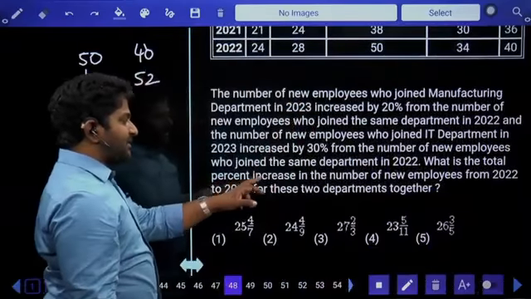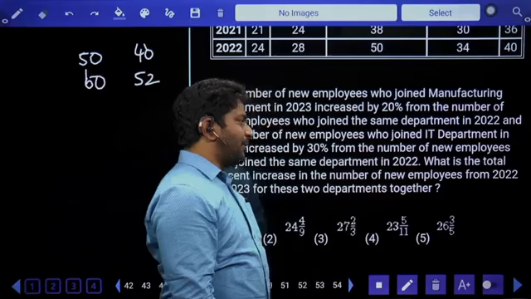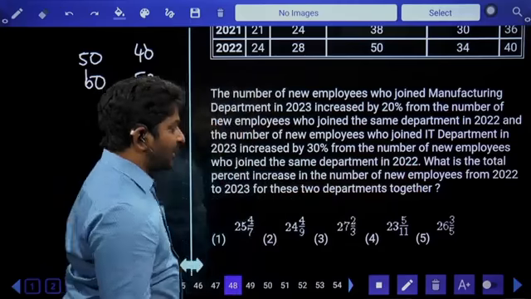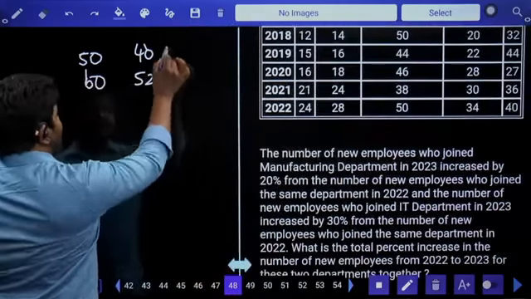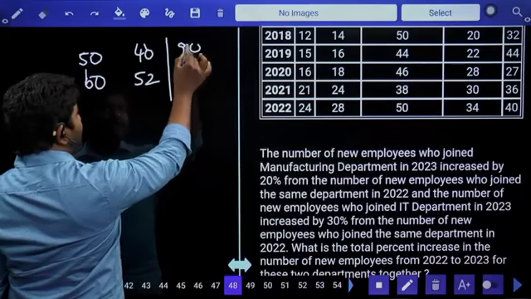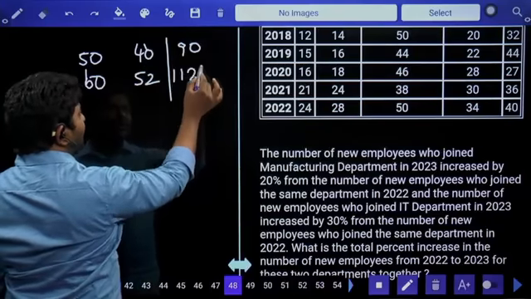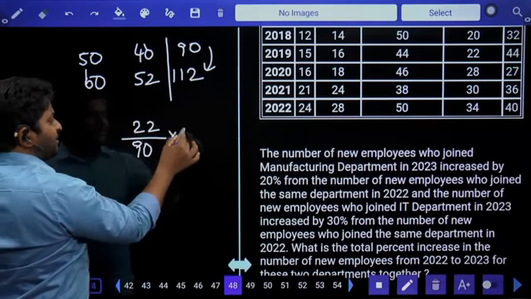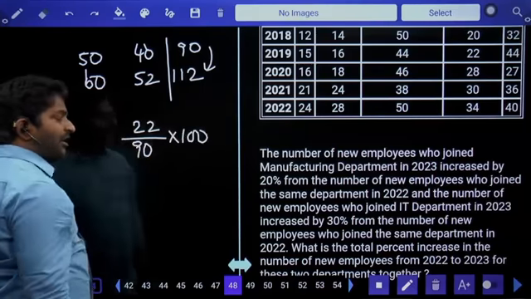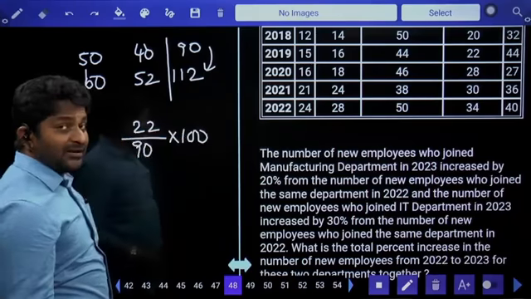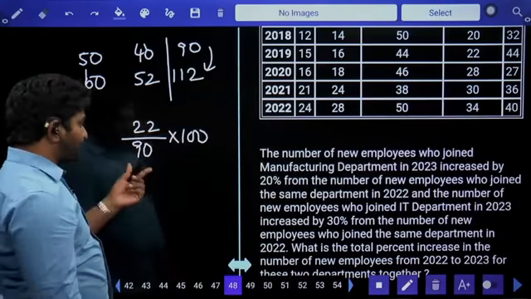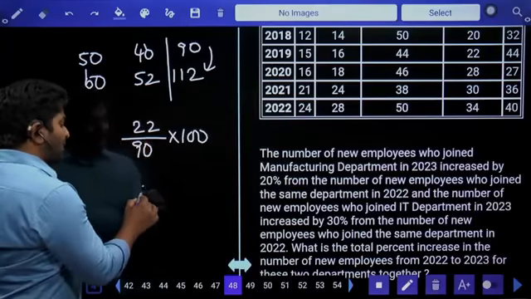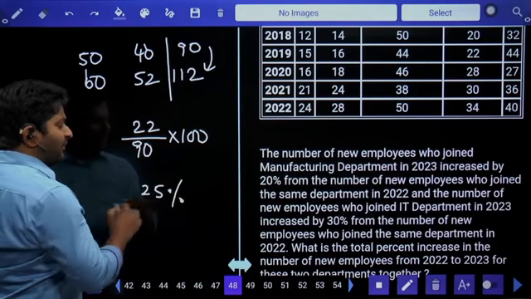What is the total percentage increase in the number of new employees from 2022 to 2023 for these two departments together? For these two departments only. So in 2022 we have 90 members and next year it becomes 112, increased by 22 from 90, percentage, into 100. Now 20% of the denominator is 18 and we have more than that, so the answer is more than 20 percent. 50 percent is 45, 25 percent is 22.5. So the answer is very close to 25 percent.